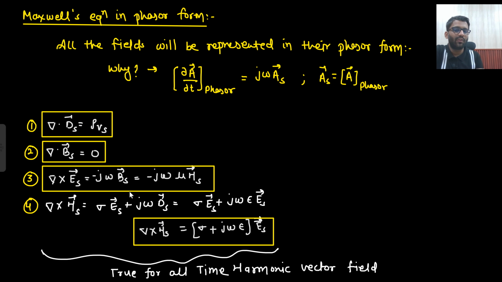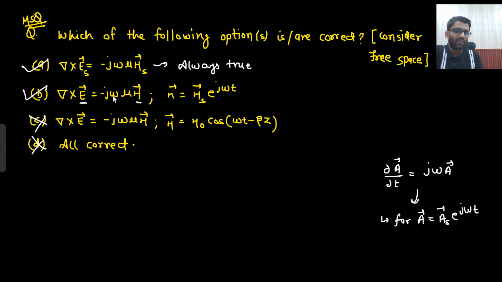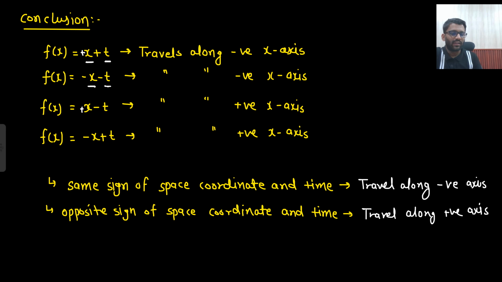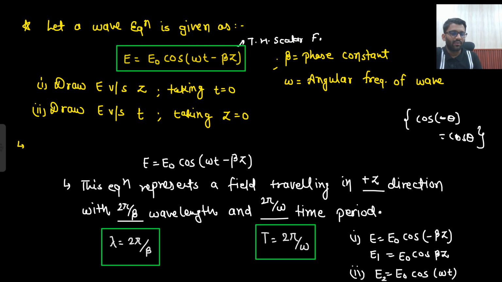And these equations we will always write down in phasor, because del cross E equals minus j omega mu H is only applicable if your function is in phasor form. If it is some cos omega t minus beta z, then it will not be applicable. This is a very good question. These kinds of questions you can expect in your examination as well. So yeah, that was a good discussion, I hope.